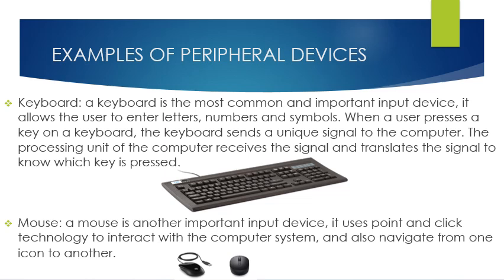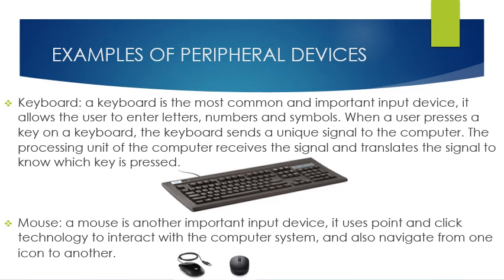So let's look at examples of peripheral devices. Keyboard. As we can see in the diagram on the screen, a keyboard is the most common and important input device. It allows us to enter letters, numbers, and symbols. As we can see in the diagram, there are characters on the keys that we can use to input letters, symbols, numbers, icons, and so on. So each key sends a unique signal to the computer.